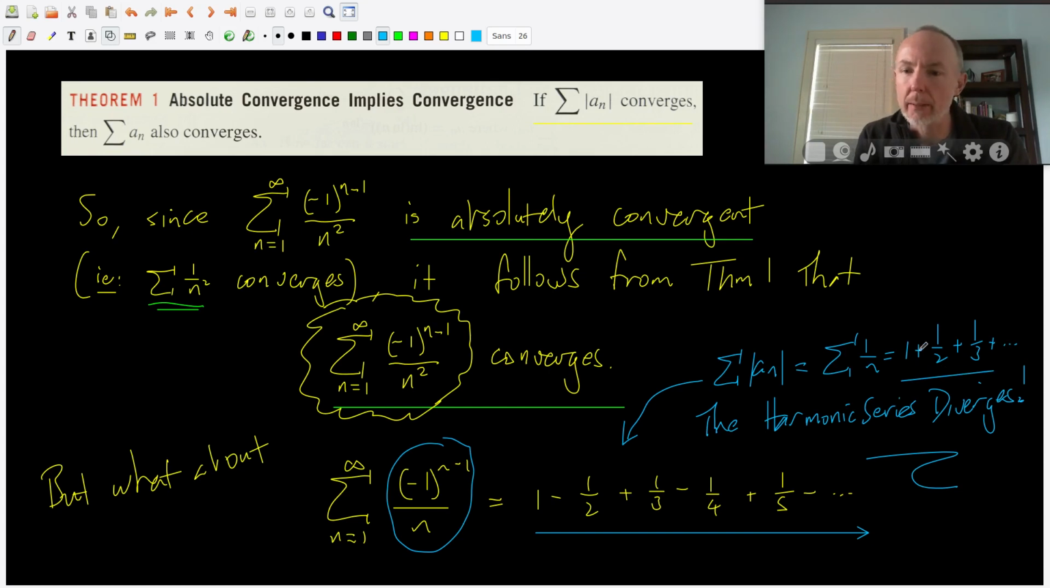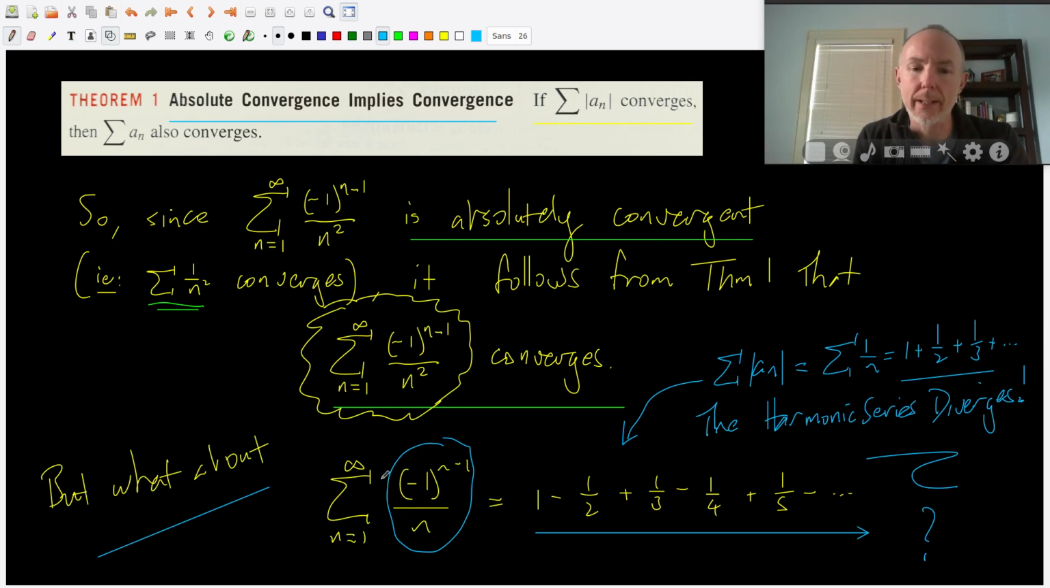We know the harmonic series diverges. If you want to think about it another way, it's a p-test with p equals 1, and that doesn't converge. So what happens with this alternating series, whose absolute values give you the harmonic series? Does this one converge? Because our theorem says that if the absolute values converge, then the actual series converges.